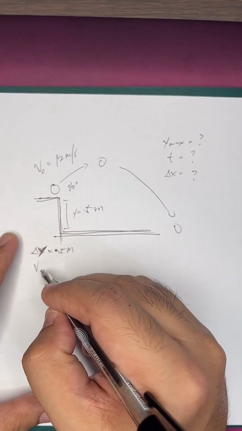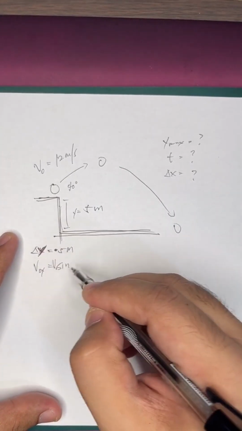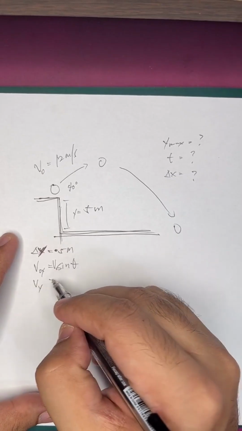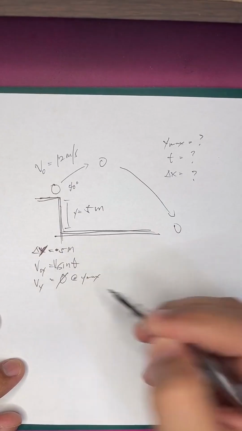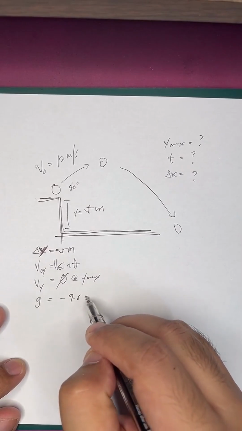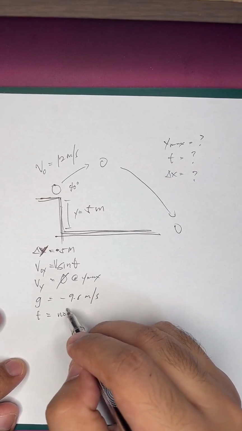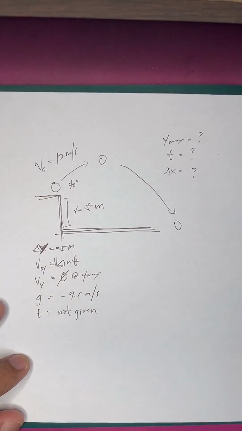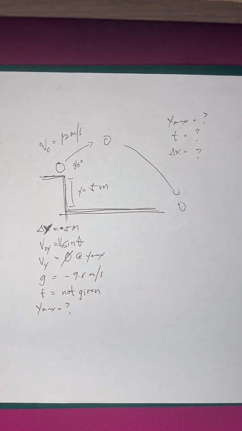Then V naught y would be V naught sine theta. Vy equals, since peak height tayo, 0 at y max. Though G is negative 9.8 meters per second squared. Then time is not given. So, ang hinahanap natin dito ay y max. Looking for y max. So, hindi given ang time. So, ang gagamitin natin ay equation 3.